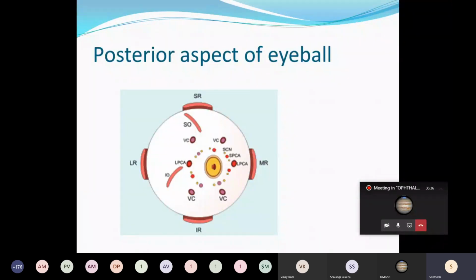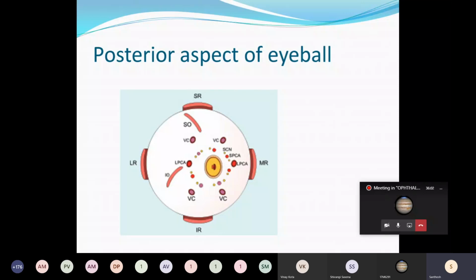This is the posterior aspect of the eyeball. Here, the point of importance is that you have to remember the vortex veins present in the posterior aspect. There are 4 vortex veins, and an imaginary line joining all these vortex veins forms the equator of the retina. That is a point to be remembered in the posterior aspect of the eyeball.